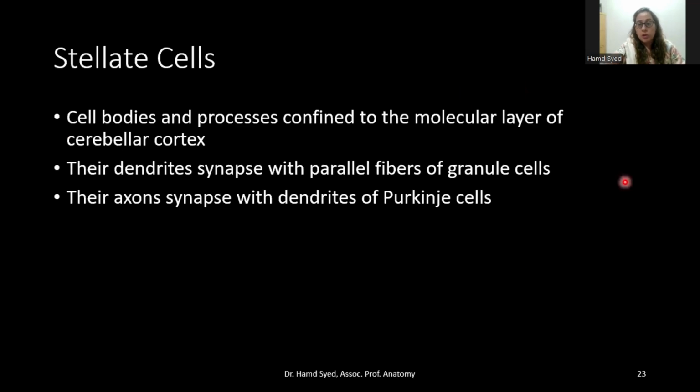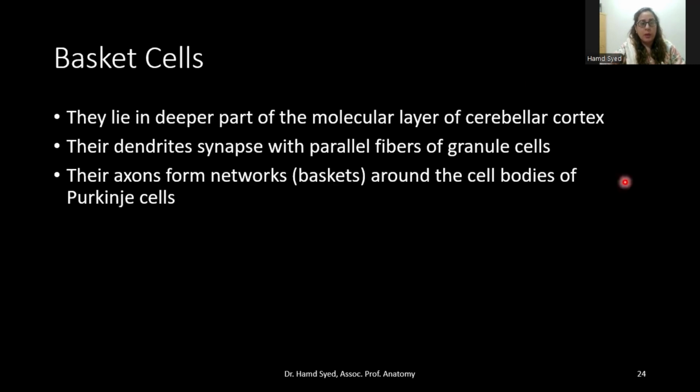The cell population in the molecular layer, which are the stellate cells, have the characteristic feature that their dendrites synapse with parallel fibers of granule cells, while their axons synapse with the dendrites of Purkinje cells. So these are small star-shaped cells in the molecular layer. The basket cells are lying in the deeper part of the molecular layer of the cerebellar cortex.